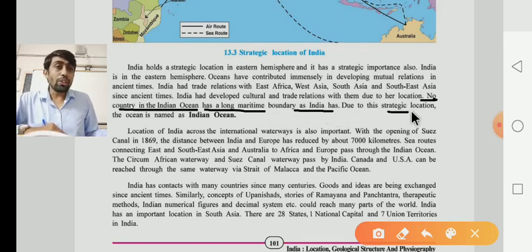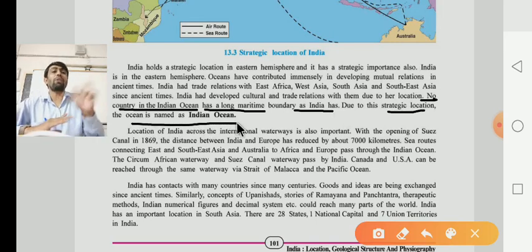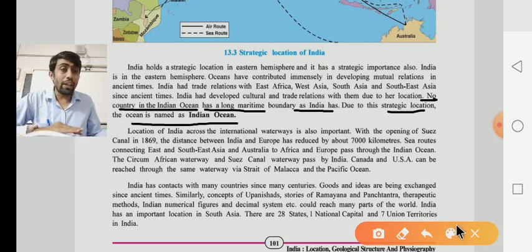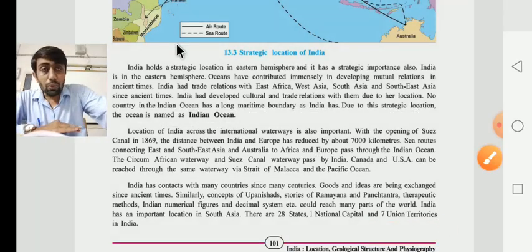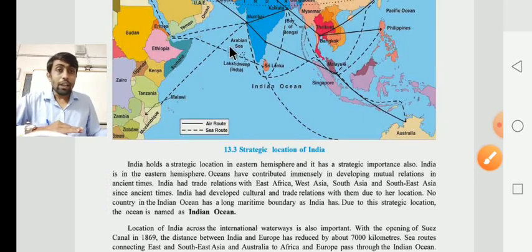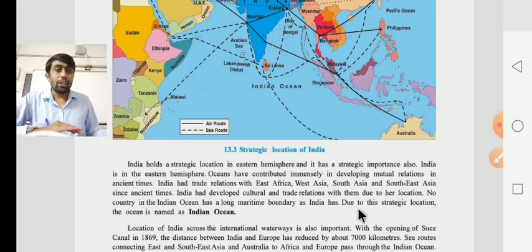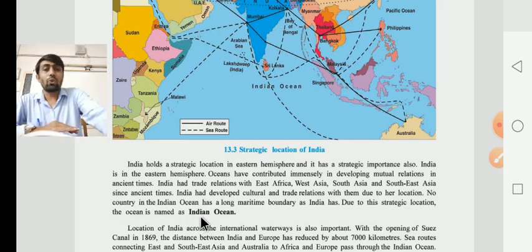And due to this strategic location, the ocean is named the Indian Ocean. We can say that due to this kind of strategic location of India, they have given it the name Indian Ocean, and we take this benefit for transportation in this part.